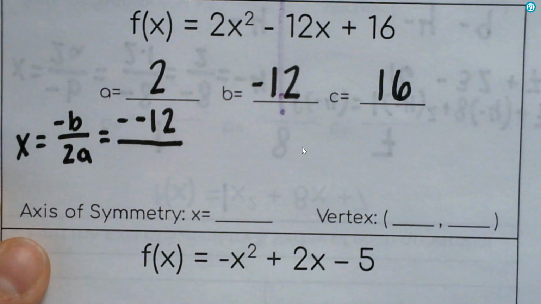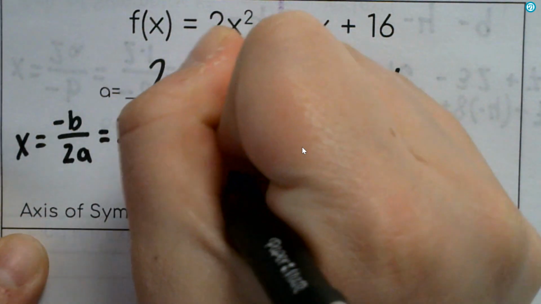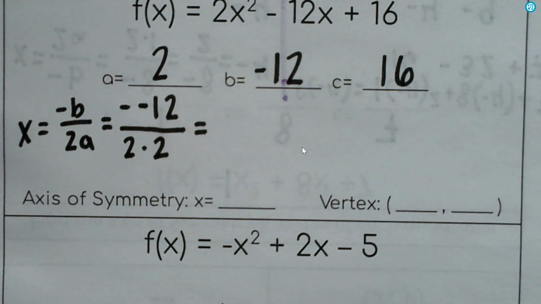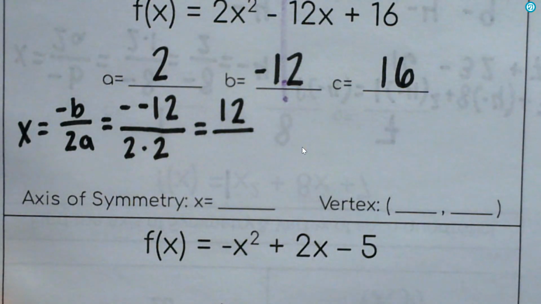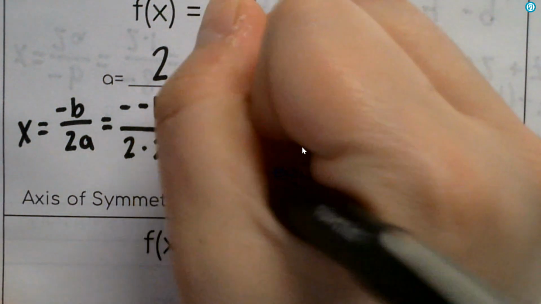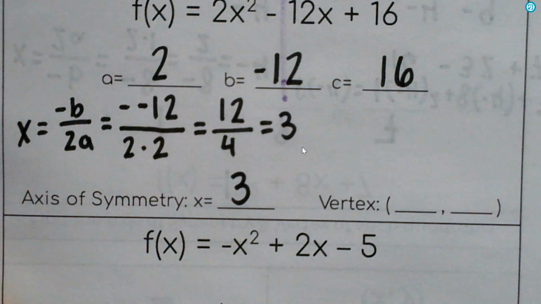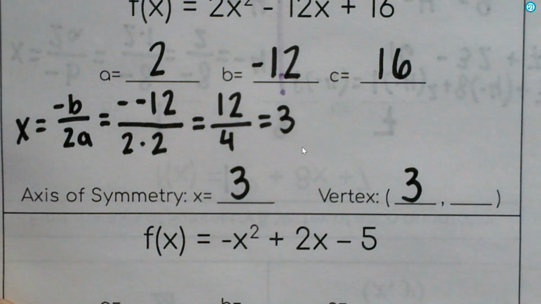And on the bottom, I have 2a, which is 2 times 2. What is a negative negative? Positive. So I've got positive 12 over 2 times 2, which is 4. And 12 divided by 4 is 3. So that means my x value is 3, which means the x value of my vertex is also 3.